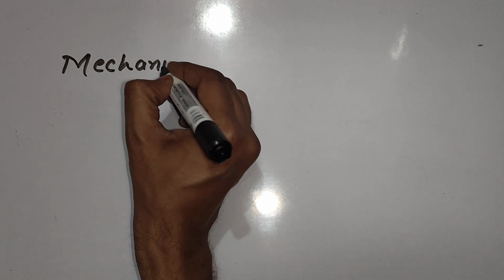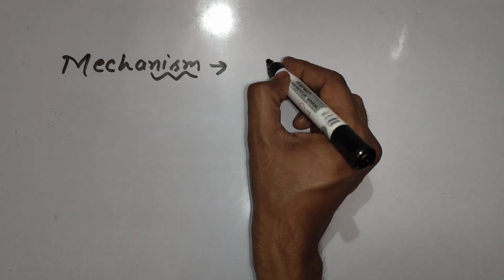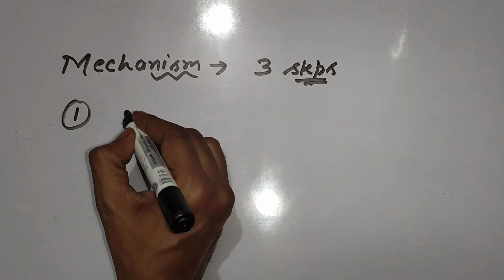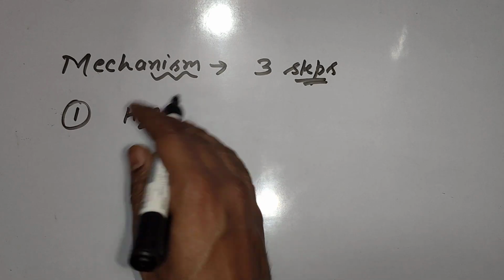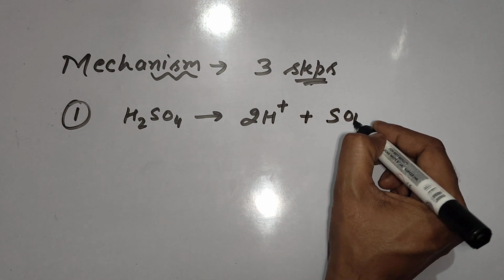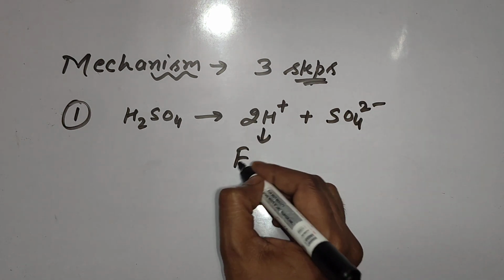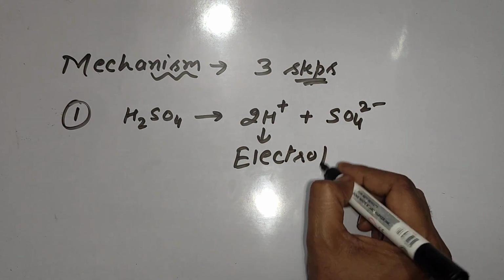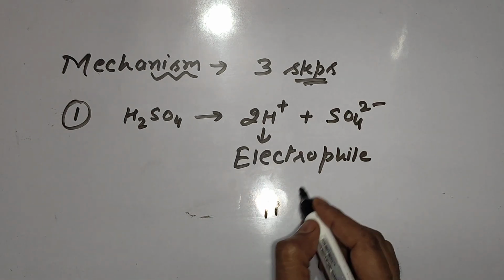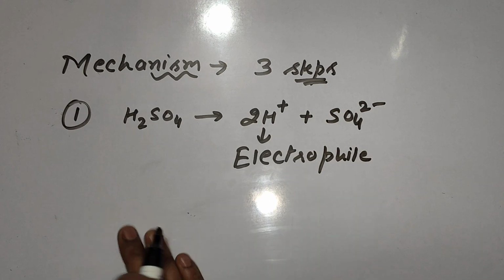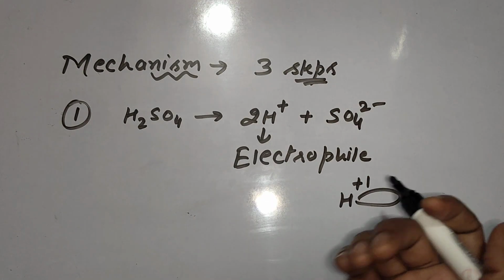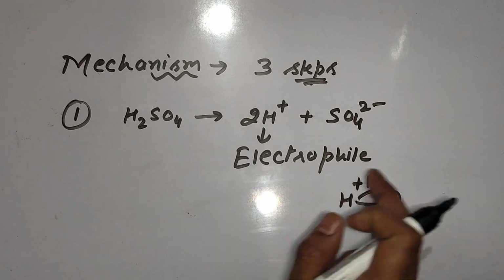Mechanism. This reaction is happening in 3 steps. Step number 1. The sulfuric acid or HCl that we are using, we know they will provide us H positive ions. These H positive ions are electrophiles because H positive ion means hydrogen without electron. So vacant orbital is there. In this vacant orbital, it has a tendency to gain electrons. So it is looking for electrons. That's why we are calling it electrophile.